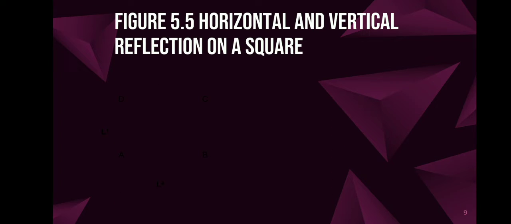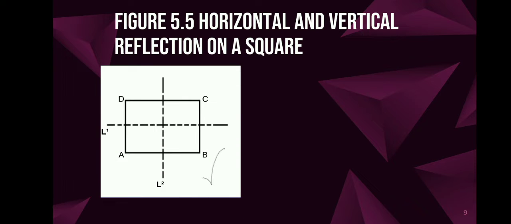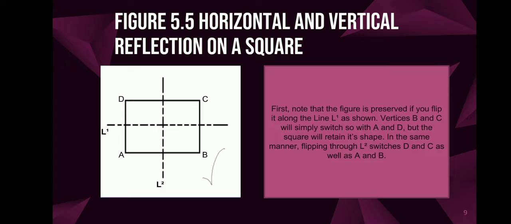Figure 5.5, horizontal and vertical reflection on a square. Consider the square ABCD shown. What symmetries does this figure have? Definitely, there is no translation as there is only one figure. First, note that the figure is preserved if you flip it along line 1 as shown. Vertices B and C will simply switch, as will A and D, but the square will still retain its shape. In the same manner, flipping through line 2 switches D and C as well as A and B.